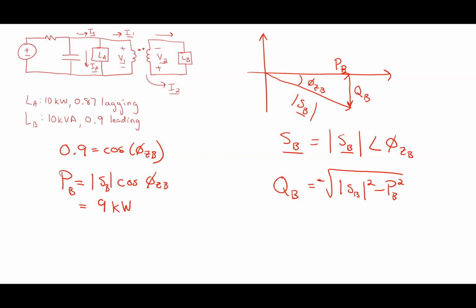And what do I end up with if I do that? Did I not write it down? Oh, I did. Negative 4.3589, and give me the units on that. Kilovolt-amps reactive.